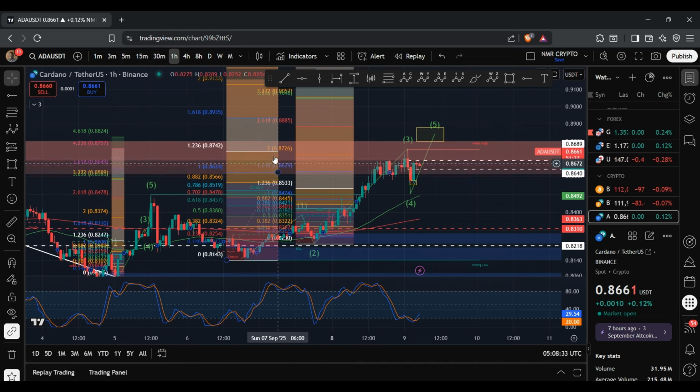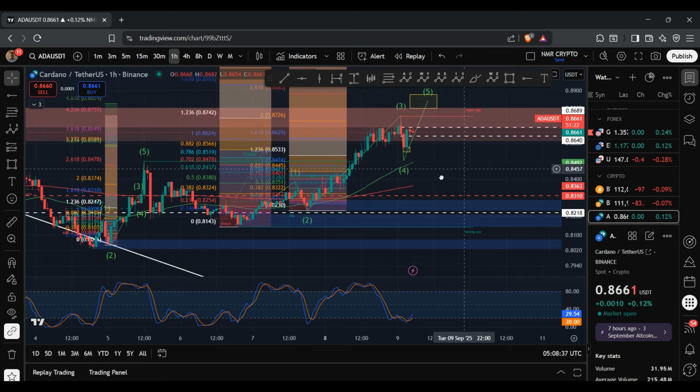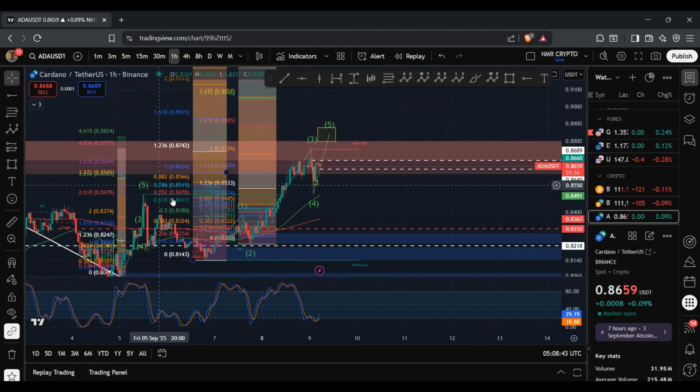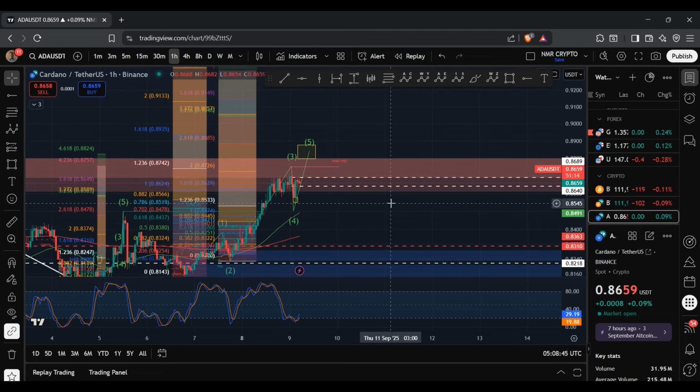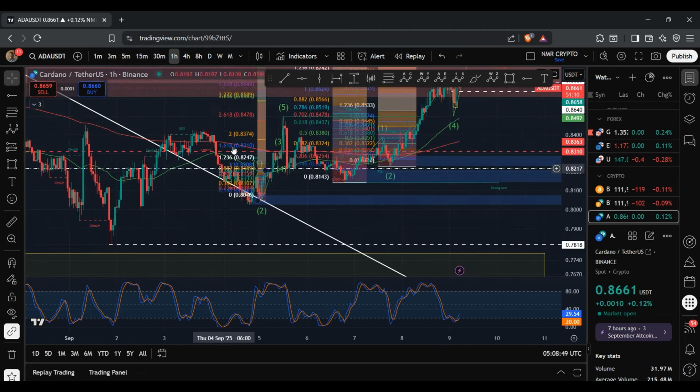If we get rejected within this region or this region, then we had a double XY structure that will end up forming. And if we exceed this region and retrace towards the 1.6 level, then what we'll have forming is a 5-wave structure to the upside, which will then confirm that we are bullish, and it's very much possible that we ended up bottoming out at this level.